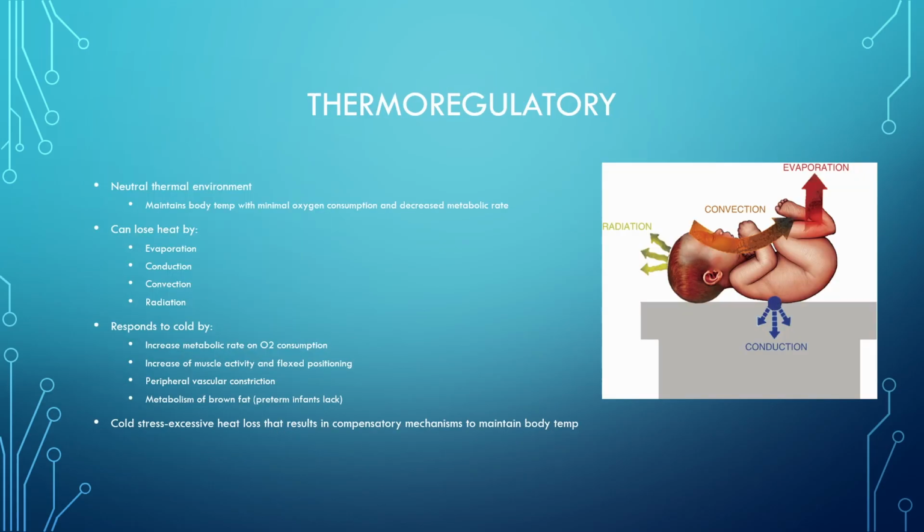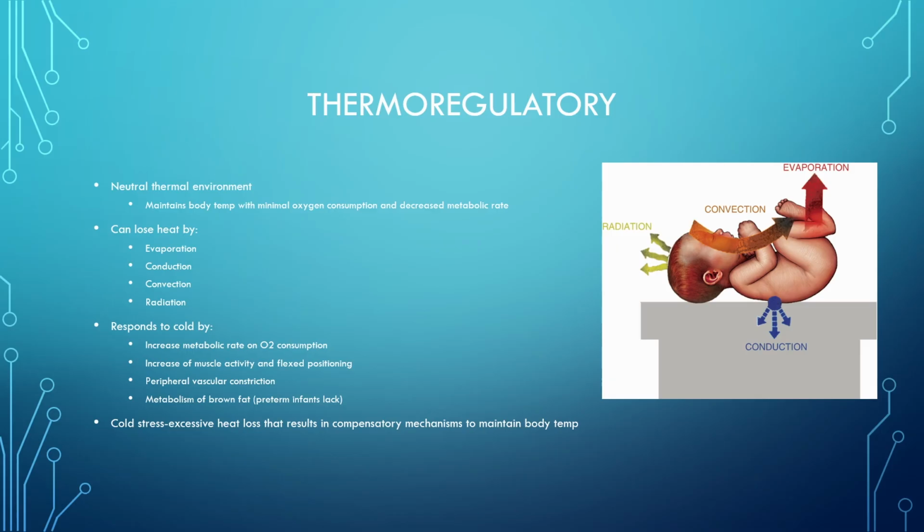The thermoregulatory system. When the fetus is in utero, it's surrounded by amniotic fluid, and that amniotic fluid helps keep a constant temperature for that baby. Other things that can affect fetal temperature include mom running a fever, then the baby can be a little bit warmer. But really, that amniotic fluid helps keep a constant temperature. Once the baby is born, it's not surrounded by that amniotic fluid, and it needs to figure out how to maintain its own body temperature.